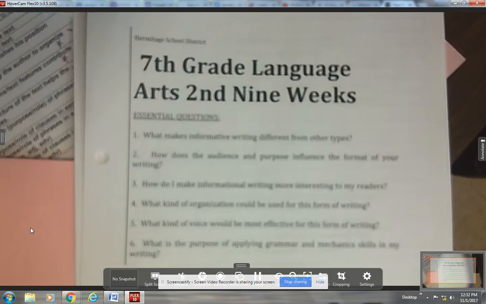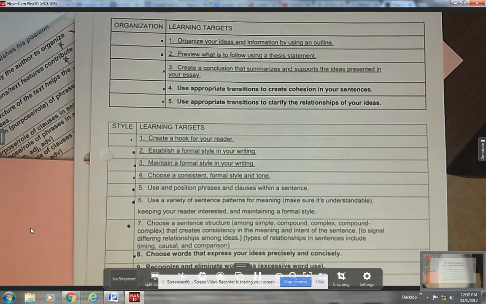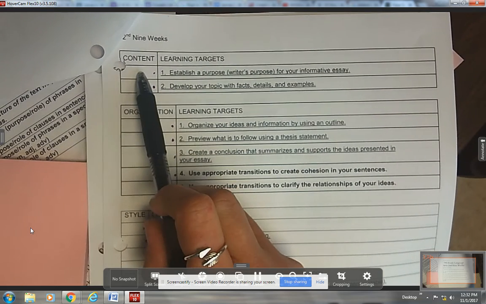Today's lesson ties into essential questions number 1 and 2. 1, what makes narrative writing different from other types? And 2, how does the audience and purpose influence the format of your writing? We are beginning the second 9 weeks, and so the learning target for this lesson is content number 1.